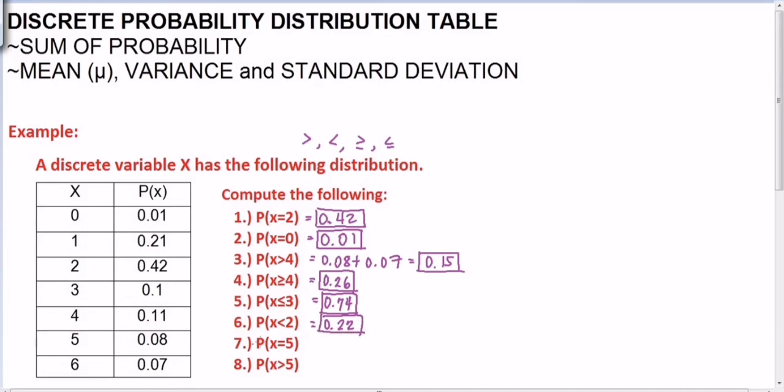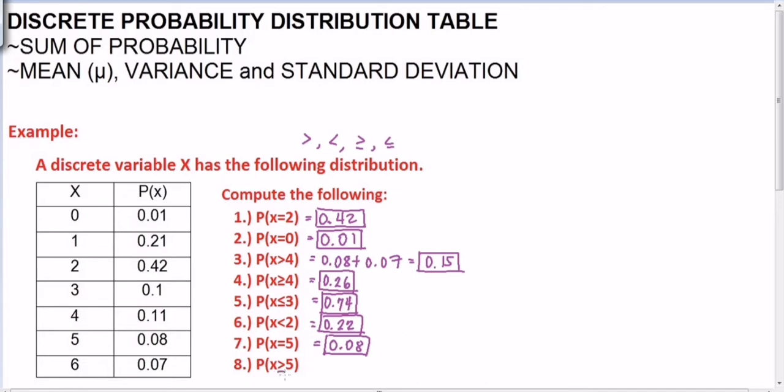Okay, let's have probability of x is equal to 5. So, pag equals yan, wala namang iba. Ito lang yung 5. So, the answer would be 0.08. And then the last one would be the probability of x is greater than 5.